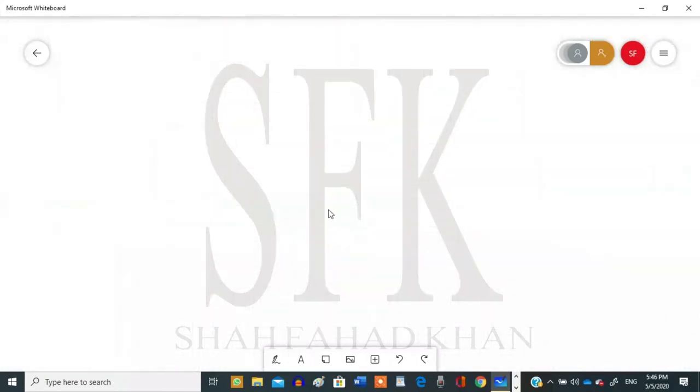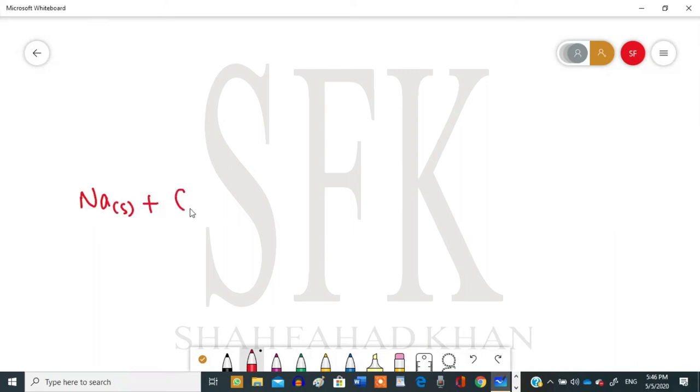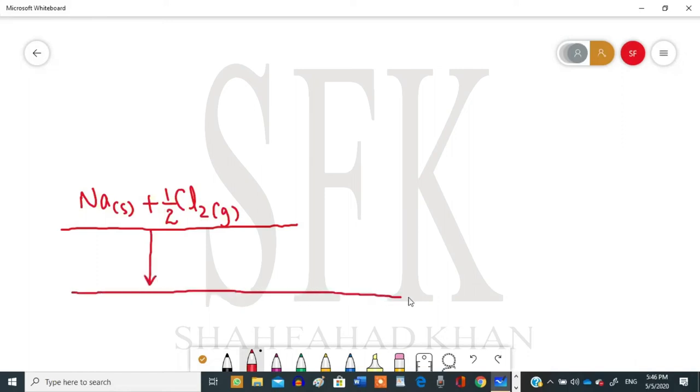Now, to illustrate this in a Born-Haber cycle, first of all, what you do is take sodium in its standard state, you take chlorine gas in its standard state, and take exactly the same moles that you need to form 1 mole of the compound, okay? So sodium solid combines with 1/2 mole of chlorine gas. You show them by a horizontal line. When they both combine together, they form sodium chloride. Another horizontal line over here. And you label this line with sodium chloride solid, okay?